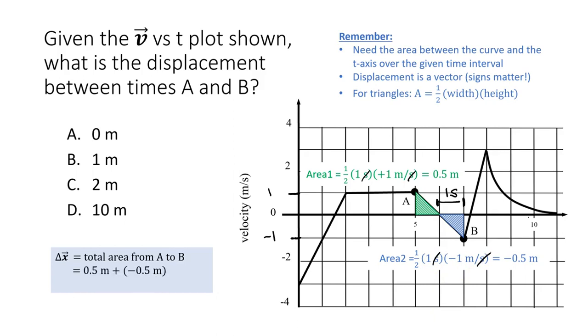Okay, so then the total area under the curve, or the displacement, is just going to be the area of the green triangle, which is 0.5 meters, plus the area of the blue triangle, which is minus 0.5 meters. And so I get that the displacement over this period in time is 0 meters.